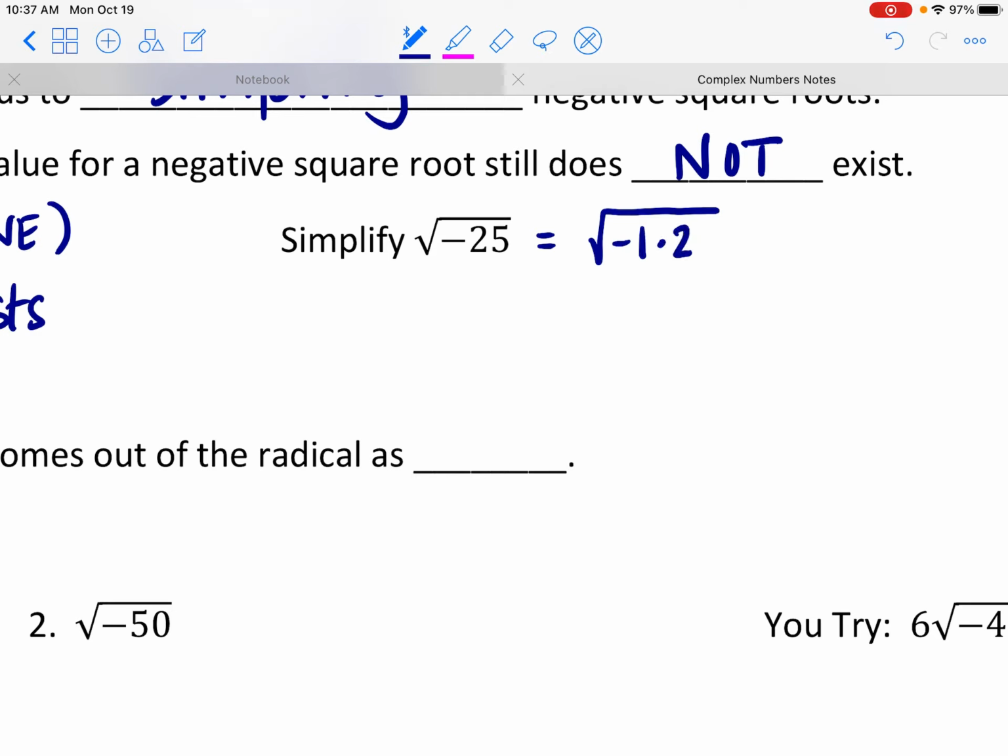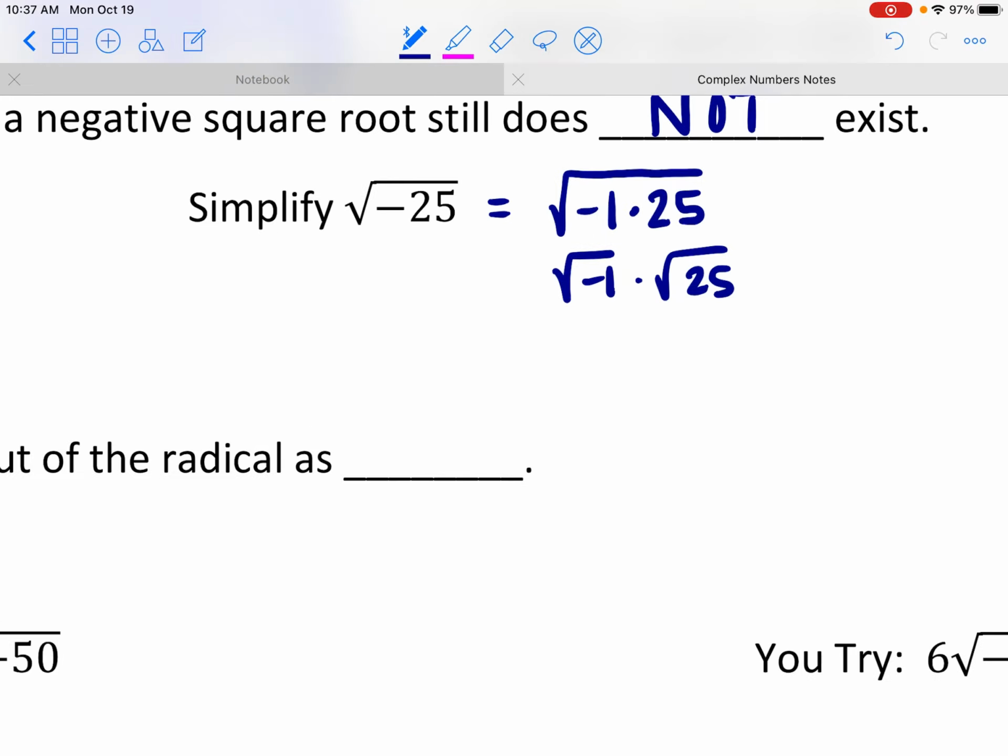Negative 1 times 25. And then I could separate that further into 2 radicals, because these are now 2 radicals that I can take. We defined the square root of negative 1 as i. And the square root of 25 we know is going to be 5. So this is really i times 5, and so we're going to call this 5i.